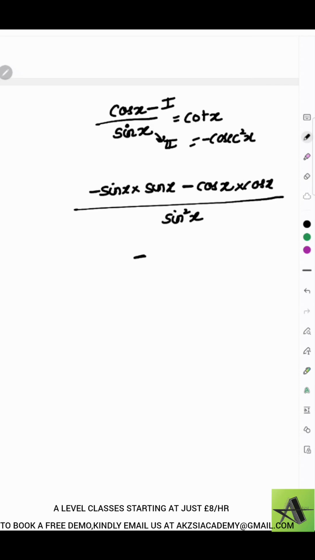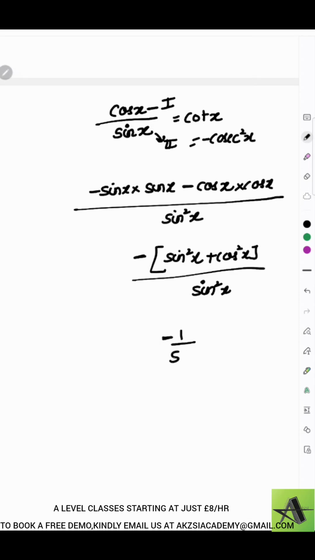So I can take the negative out as common. This will become sine squared x plus cos squared x over sine squared x. We know according to the trigonometric identity, sine squared x plus cos squared x is 1. So this is negative 1 over sine squared x, which is minus cosec squared x, which is the same as what I have given you. Let me take one more example.